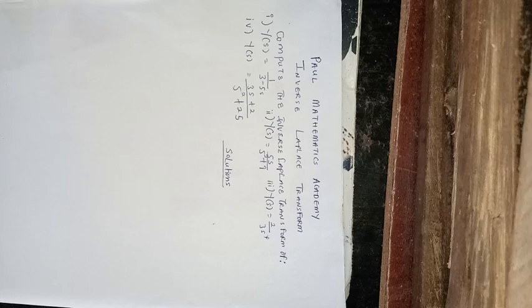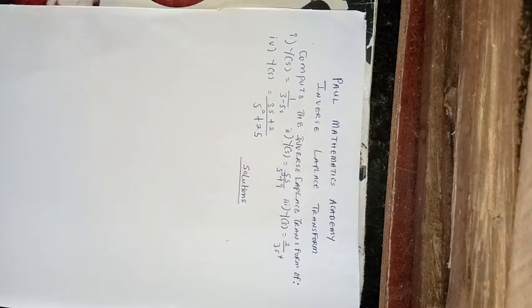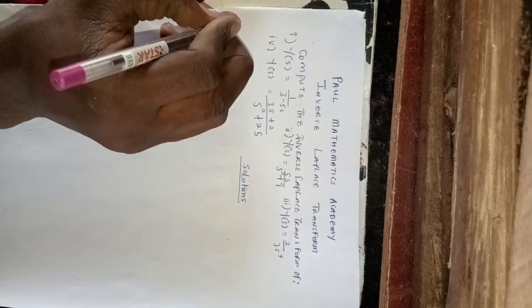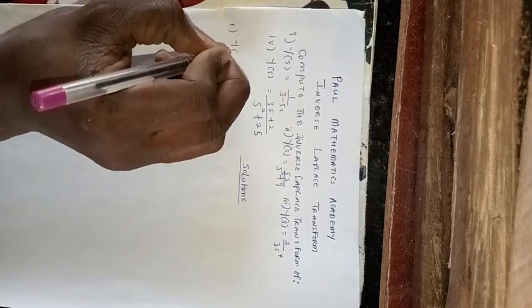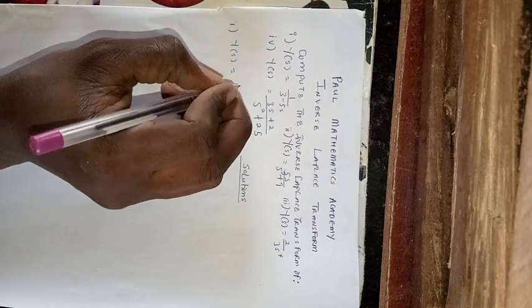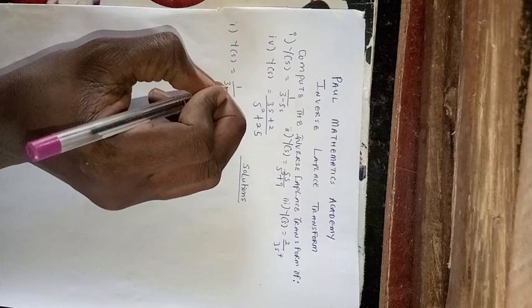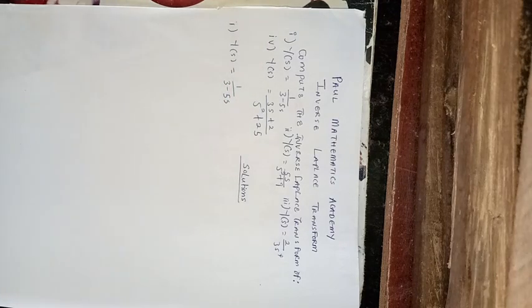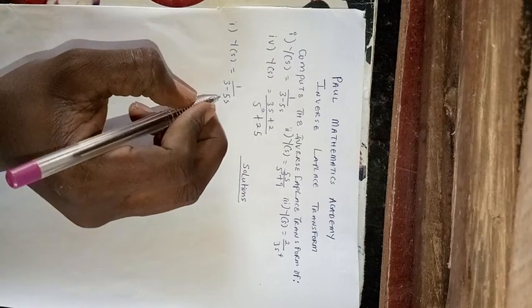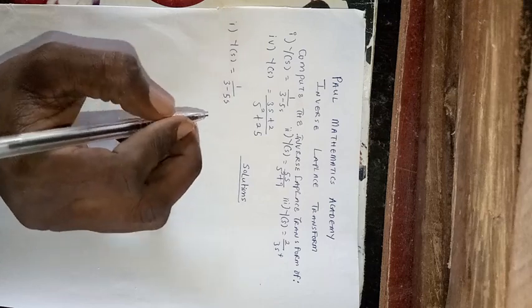Let's see the solutions. Now, let's get started solving the problems. Okay, now the first question, let us start with the first question. So we have Y(s) equals 1 over 3 minus 5s. Now, the first thing I'm going to do here is to factorize 5 out in my denominator.